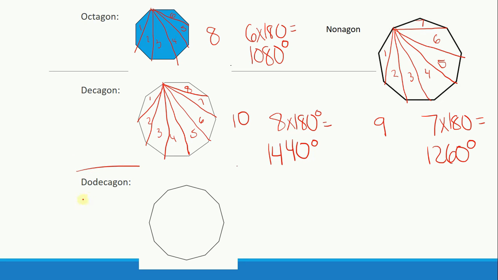We went to dodecagon. He is a 12-sided figure. I will tell you, because that is going to be a small shape with lots of triangles, there are 10 triangles that are able to be drawn there, times 180. So I have 1,800 degrees available inside of a dodecagon.